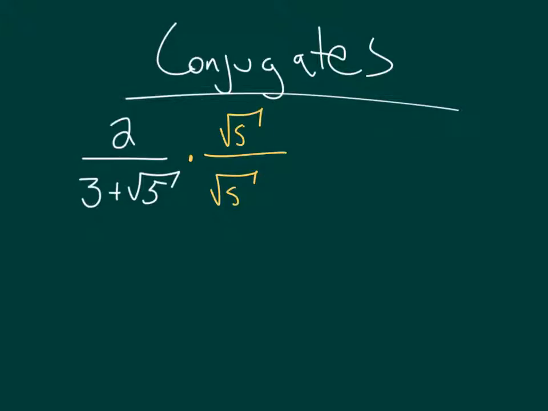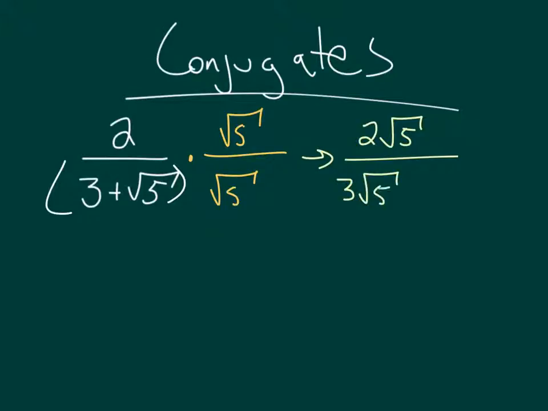And you need to remember that this is in parentheses down here. So that means you better be distributing down in the denominator. So what happens in the numerator? No, we're multiplying. Just 2 radical 5. Yeah, 2 radical 5. And then what happens in the denominator? 3 radical 5 plus 5.